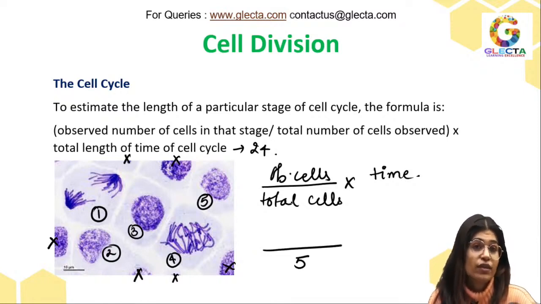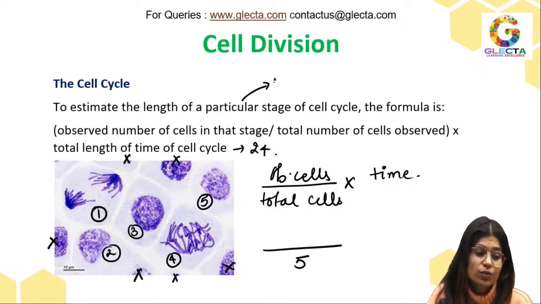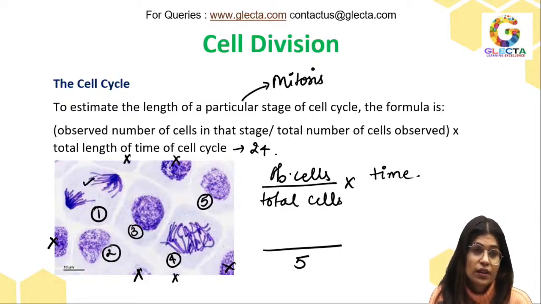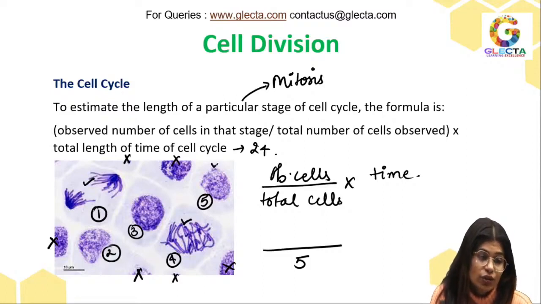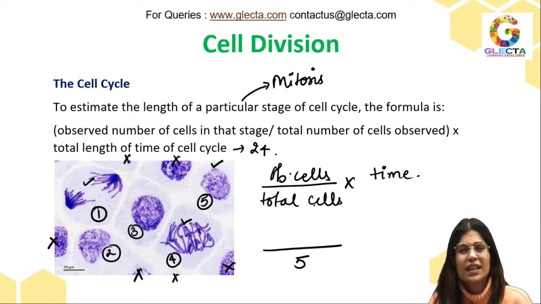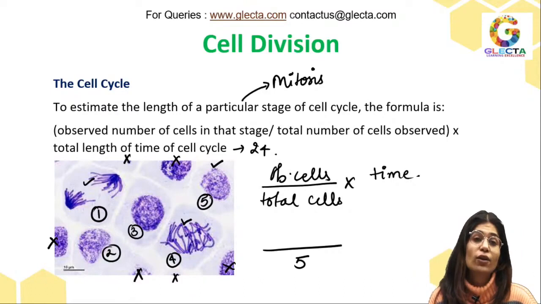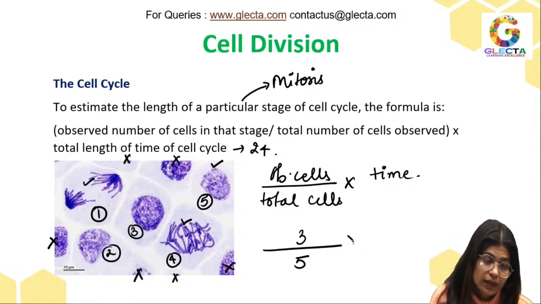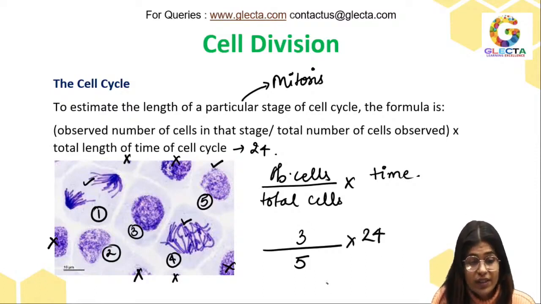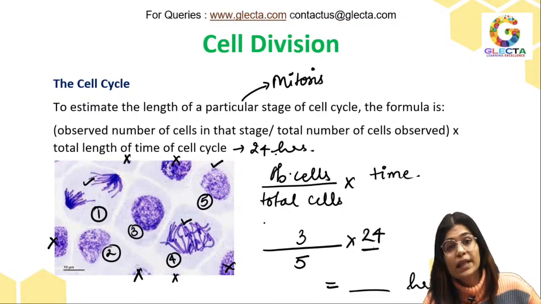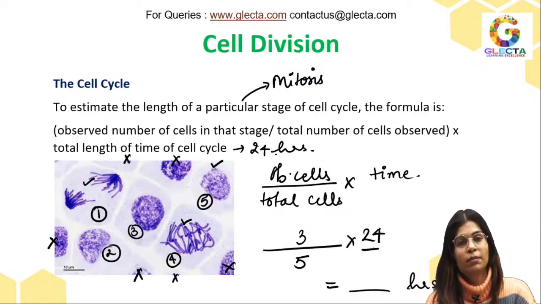Now I need to count the observed number of cells. Let's say the particular stage is mitosis. This is in mitosis, and so is this one. And then you see the chromosomes of this one as well, which is like a thread structure. So that's also in mitosis, but that's like prophase, right? So the beginning of, I would say, mitosis. So this becomes 3 times 24. Whatever this comes to would be in hours, because this is 24 hours. If it had been minutes in the question, the answer would come out in minutes.